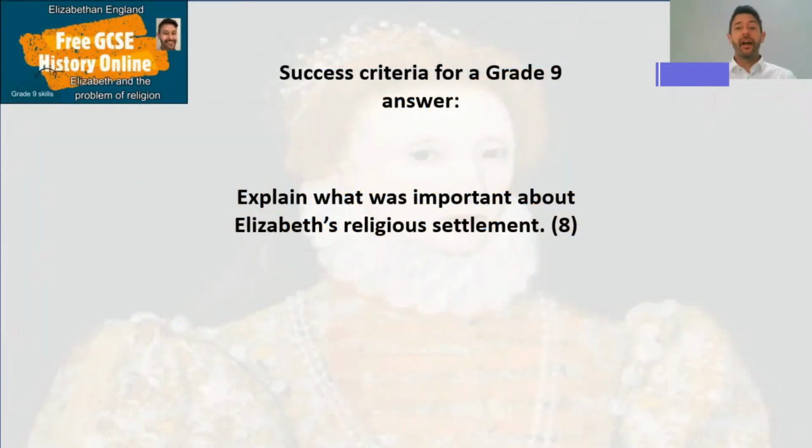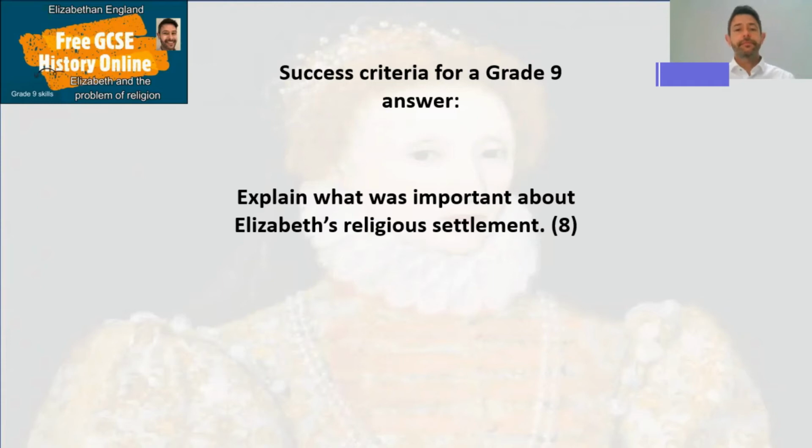So here we are then with our explain questions. And firstly, we're going to look at this question about getting our top level grade 9 success criteria and thinking about how we answer it correctly. So here's the question. Explain what was important about Elizabeth's religious settlement. 8 marks. So if you'd like, have a pause and make a list of your own ways in which you think you need to answer this question and maybe start to plan some ideas. But otherwise, I'm going to move on and just discuss some of the things about this question.